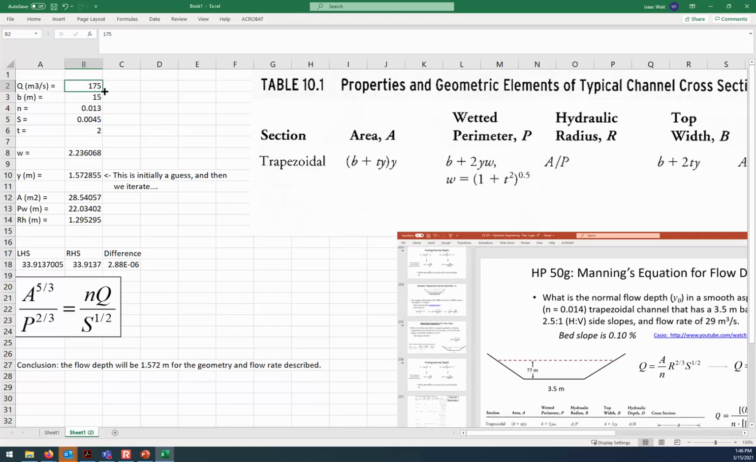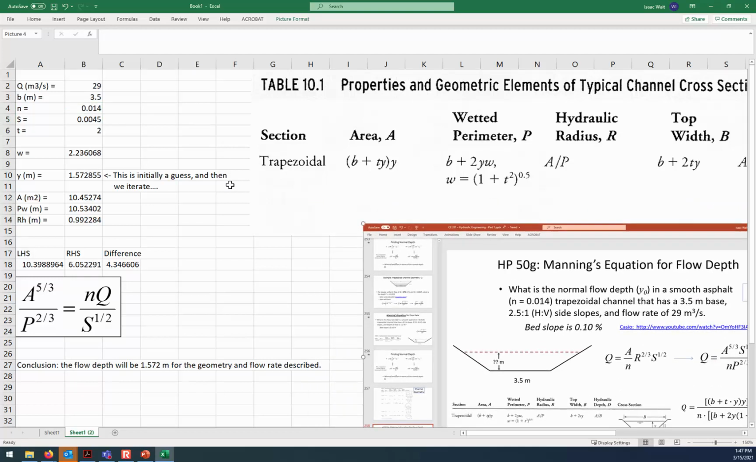So our flow rate is 29 cubic meters per second. The bottom width is 3.5 meters. Our N value is 0.014. The channel slope is 0.1%, so that is 0.1 divided by 100, which is 0.001. And then the side slope is 2.5 to 1. So that calculates the W.